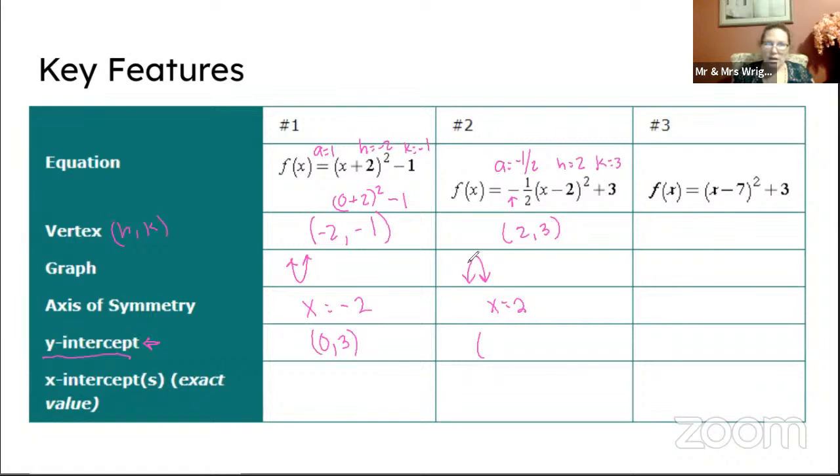-1/2 times (0 minus 2) squared plus 3 equals, did I do this right? Let's see. No, I did not put it in correctly. I'm going to try this one more time. Negative 1/2 times, open parentheses, x minus 2, close parentheses, squared, plus 3.